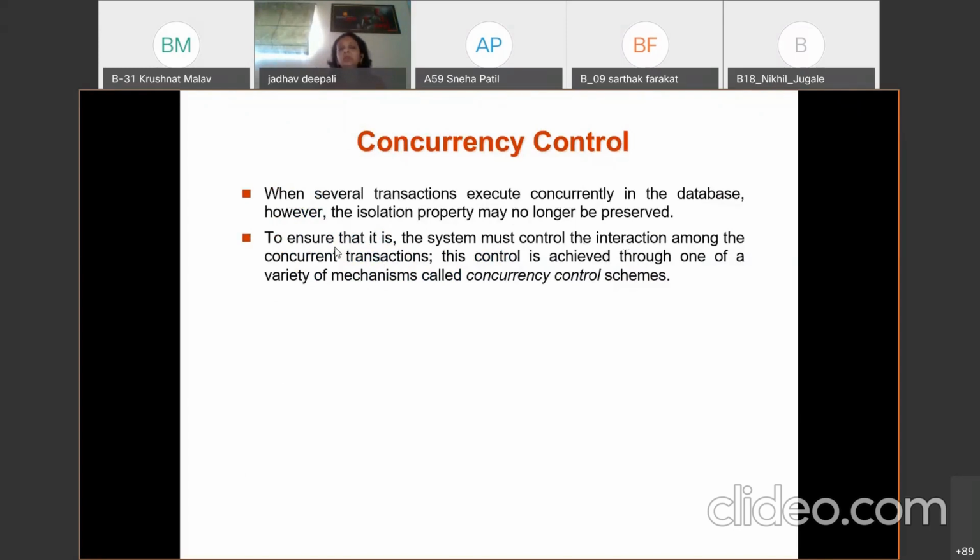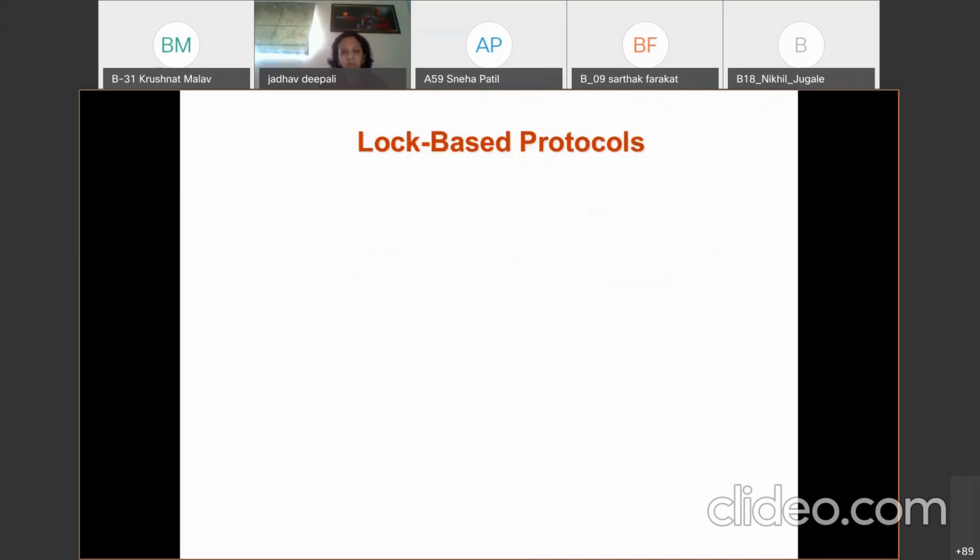To ensure that, the system must control the interaction among the concurrent transactions. And this is achieved by using a variety of mechanisms called concurrency control schemes. All these we are going to study in detail with different examples in this part. Now we are going to start with the first one, log-based protocol. Okay. First concurrency control scheme, that is log-based protocol.